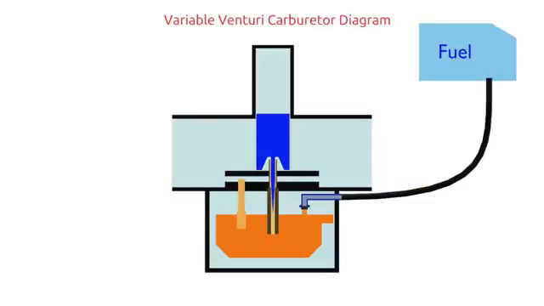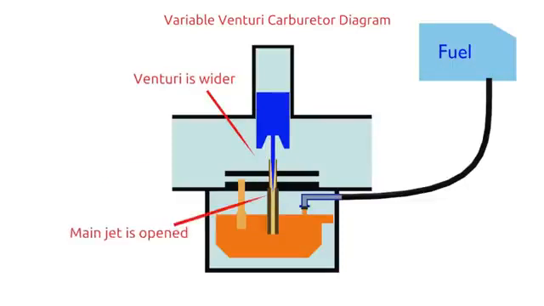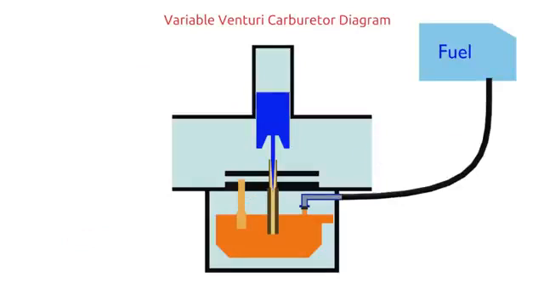When we pull the RPM handle, the piston is lifted. It makes the venturi wider and main jet is open. So that greater air volume flow through the venturi and fuel also sucked through the main jet. The higher the piston position, the wider venturi will be. The wider the venturi, the greater the air flow. And the result, the faster engine RPM.